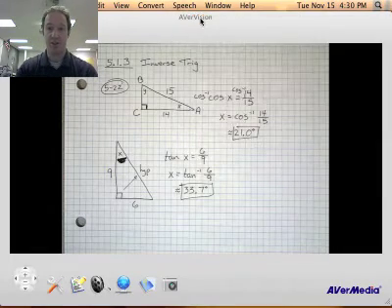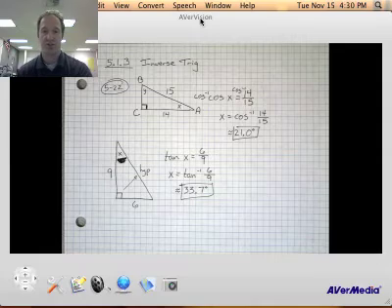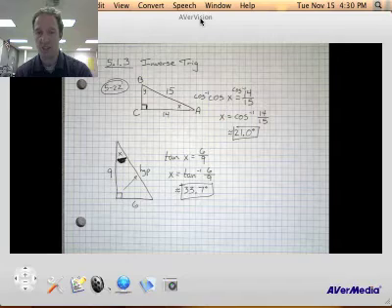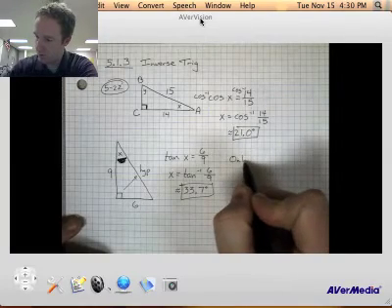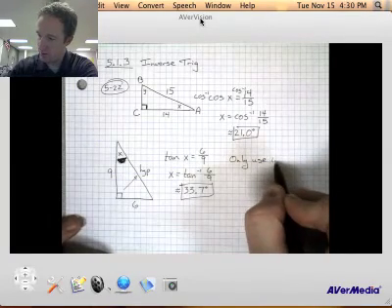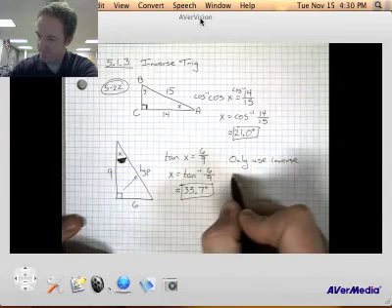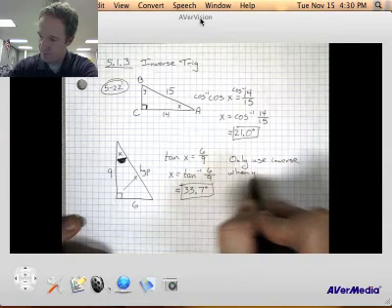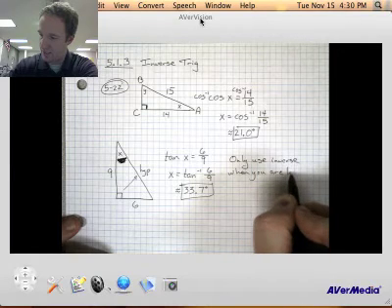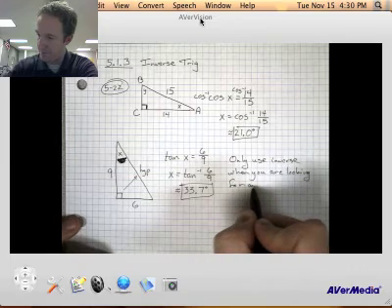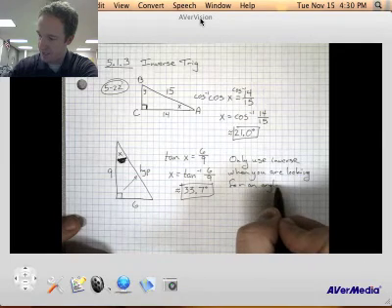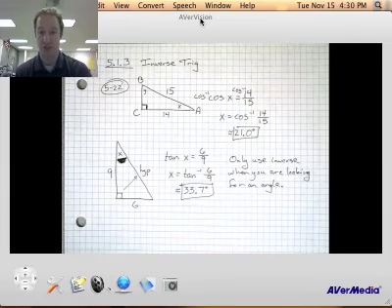Now, how do you know when to do inverse and when to do the regular ones, sine, cosine, and tangent? You only do inverse when you're looking for the angle. Let's write that down. Only use inverse when you are looking for an angle. If you're looking for a side, you don't use the inverse.